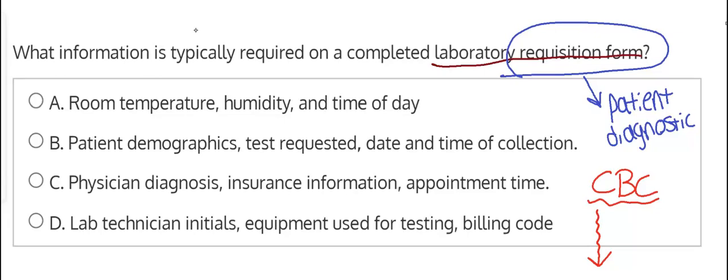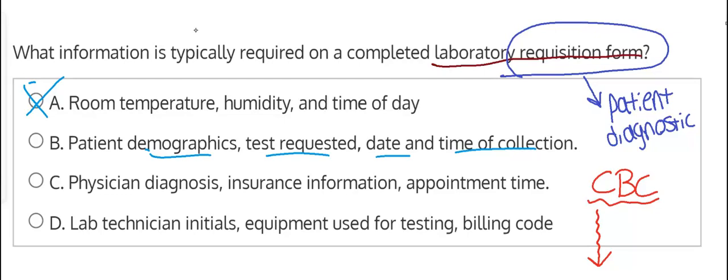If we're trying to find information from a patient's lab based on their specimen, their blood values, and it's all of their personal health information, do we think that the room temperature, humidity, and time of day is important? No, we want to focus on the patient information. Option B says patient demographics, the test required, date, and time of collection.